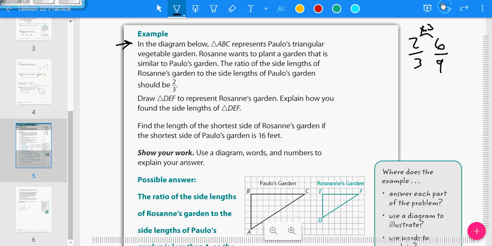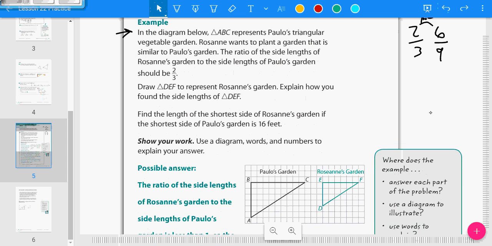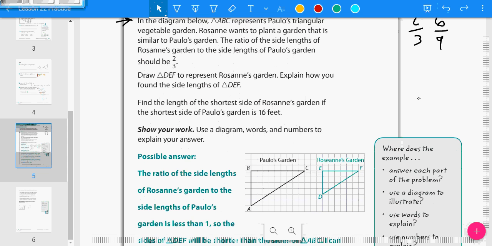The ratio of the side lengths of Roseanne's garden to the side lengths of Paulo's garden is 2 to 3. Meaning if I were to write the ratio, all hers would be 2, his would be 3. If I look at the pictures too, Paulo's is bigger. Roseanne's should be smaller. Hers is the 2, his is the 3. It's always 2 to 3. It could be 4 to 6, but that's still the same as 2 to 3.